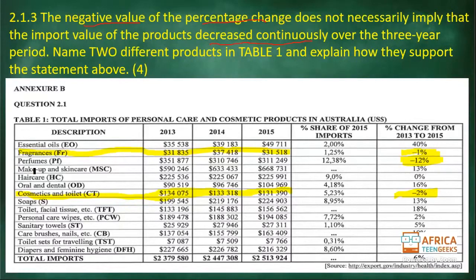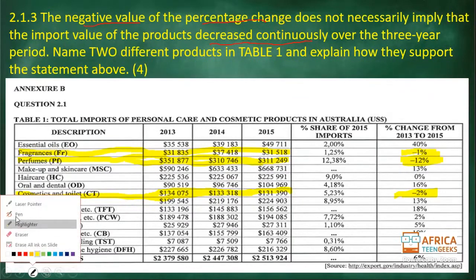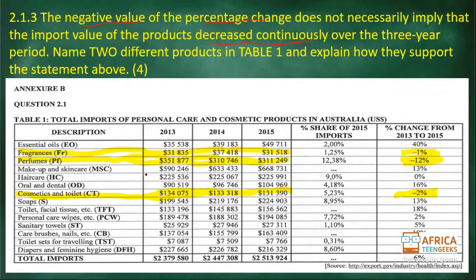Okay, and then there's this one again with the perfumes, because that one also has a negative percentage change. But now we've broken down to these three, right? But we need to provide only two that support the statement above. Let's look at number one, the fragrances. What information do we find about the fragrances?